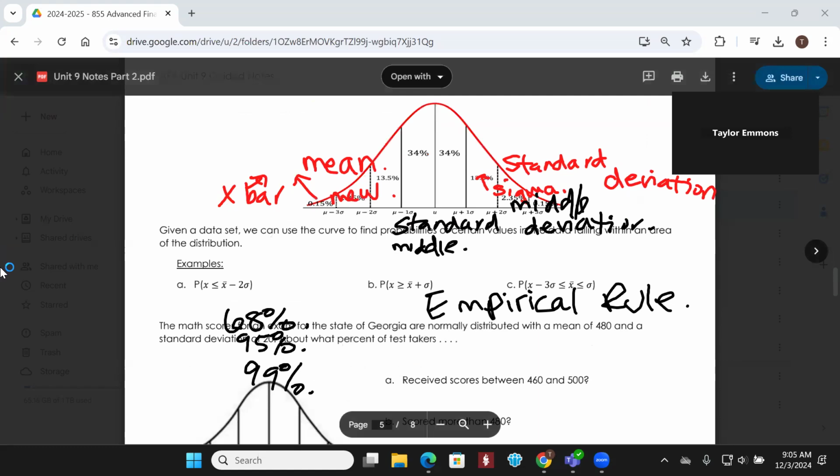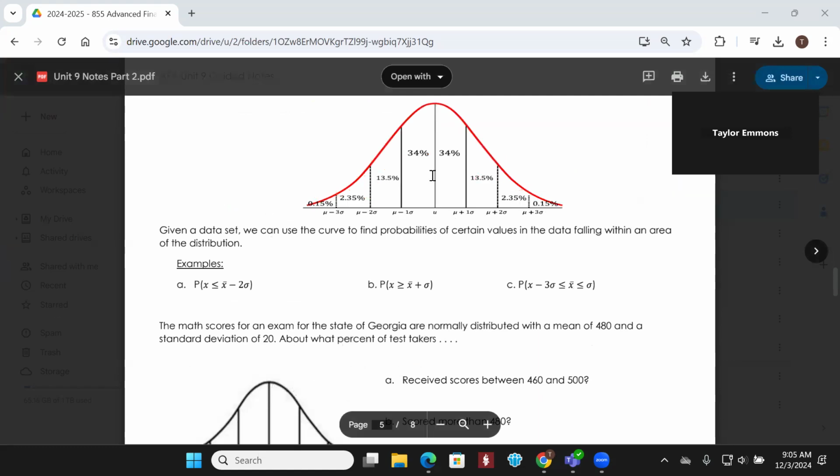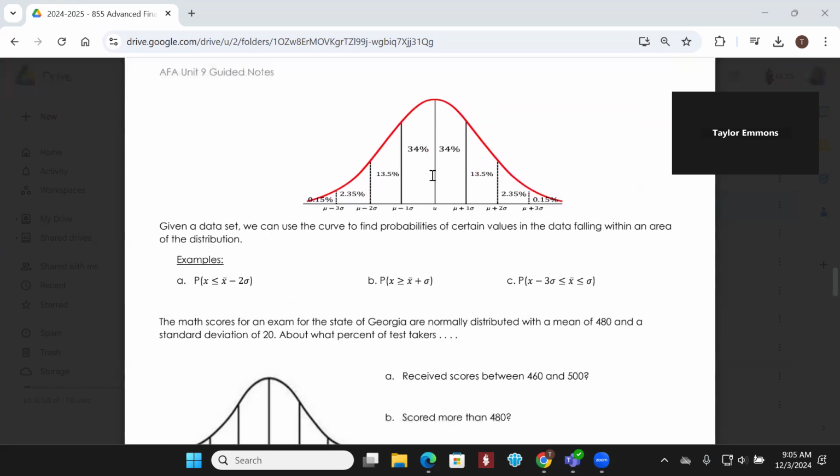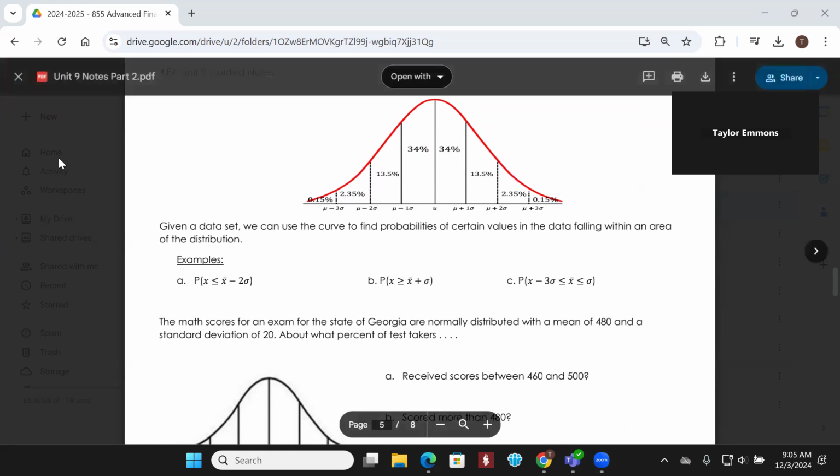Here's the hard part. It's because people don't pay attention to the whole thing. So in the middle, we have the mean. Then mean plus 1 standard deviation. Whatever your standard deviation is, that just tells you how far away from the mean something is.